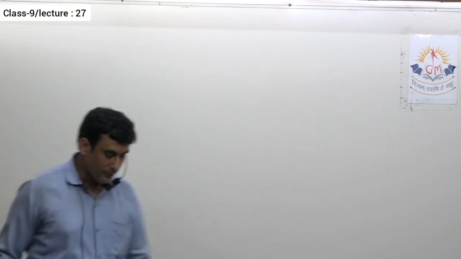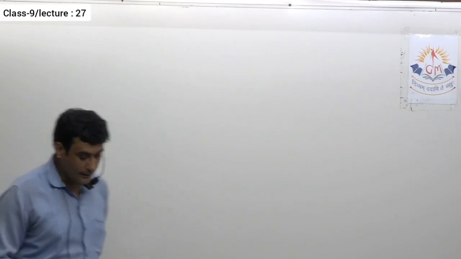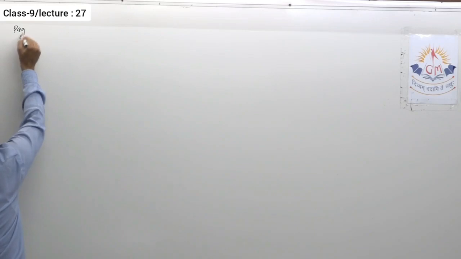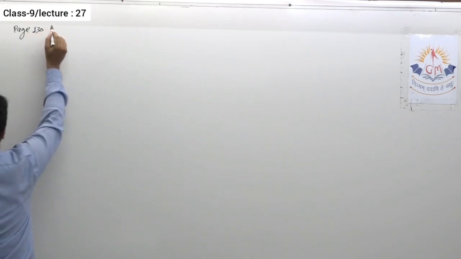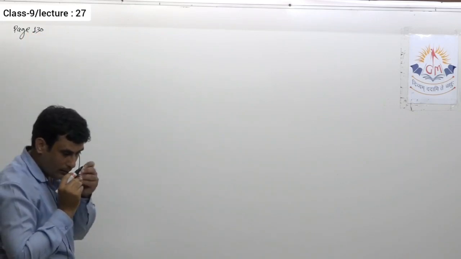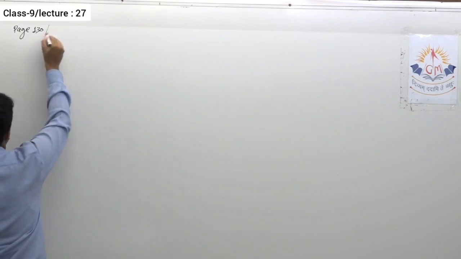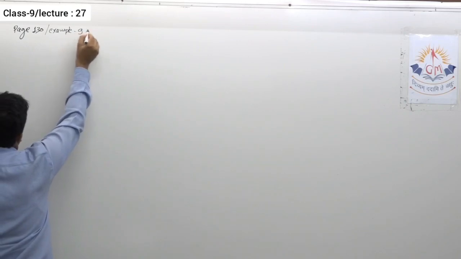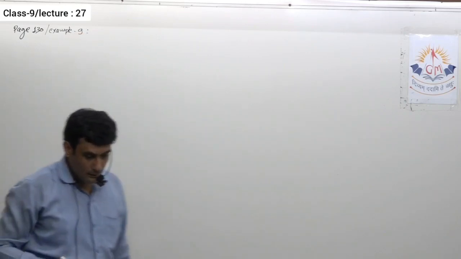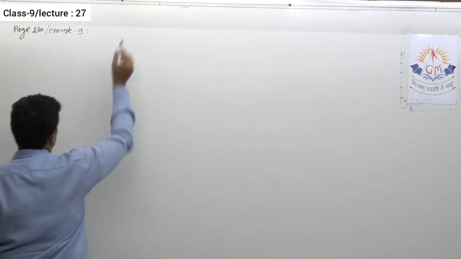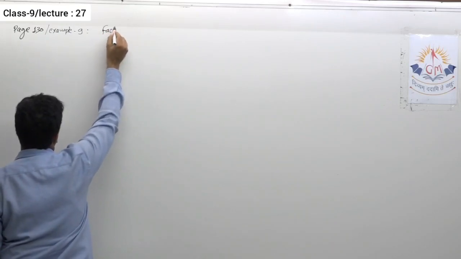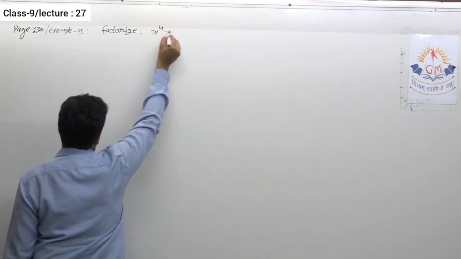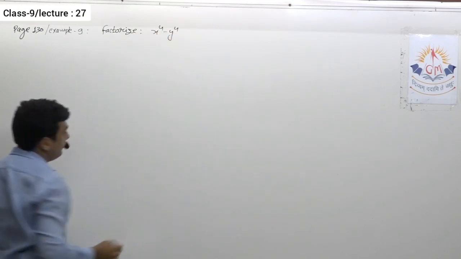So here is the very first question that is based on identity. I'm taking it from page number 130, example number 9. Find the factors or factorize x raised to 4 minus y raised to 4.